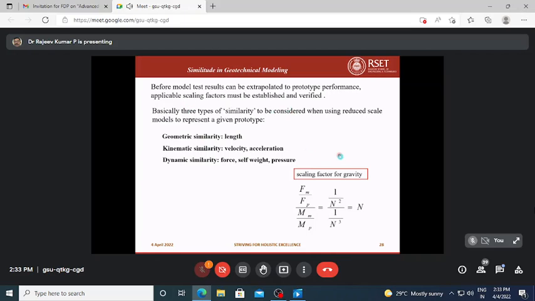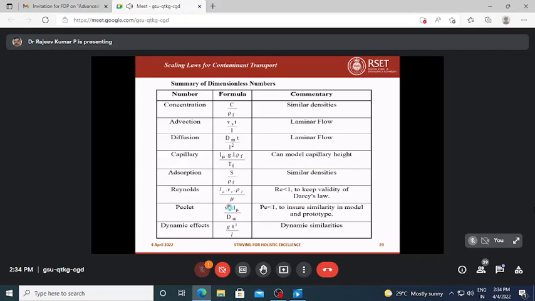In this, the acceleration due to gravity is scaled n times. So whatever you do at 1G scale can be simulated in a model that is n times scaled down. You spin it with that acceleration level, maybe 100 times g, and you can simulate the same condition you expect in the prototype or in the field condition.